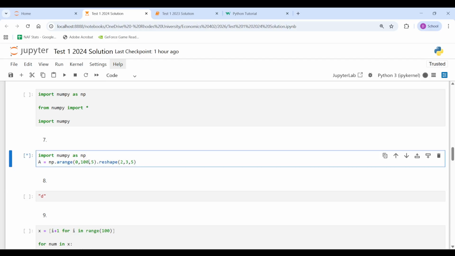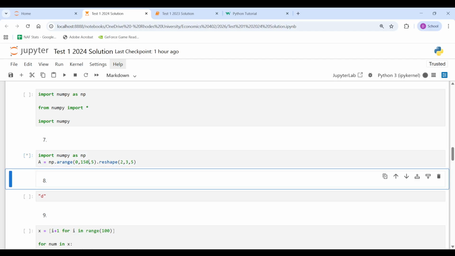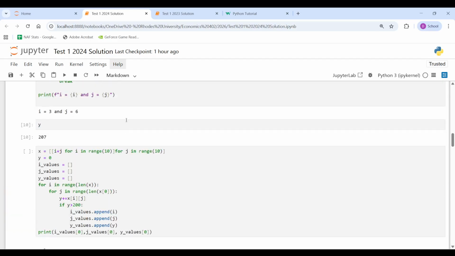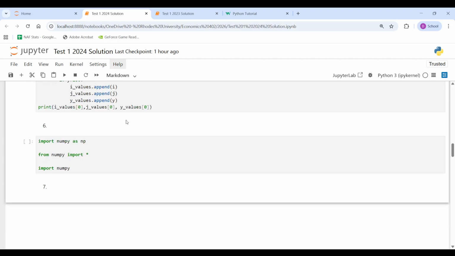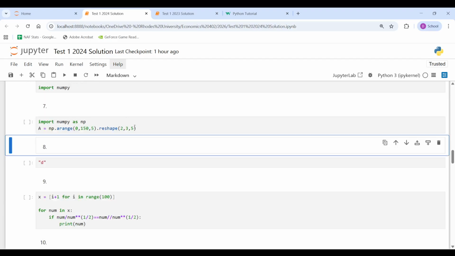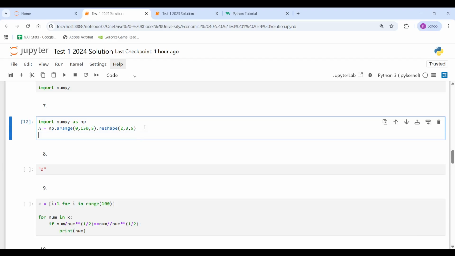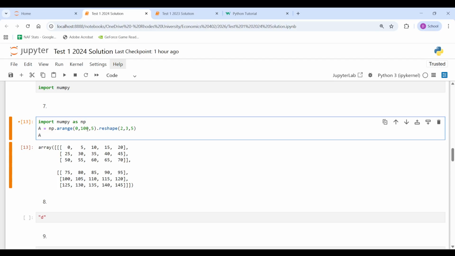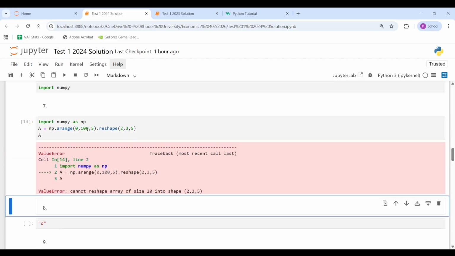So this would have to be 30. Right? So that would be 150. Right, so here I don't get an error, but if I do it with 100, I get an error. It says cannot reshape array of size 20 into shape 235.